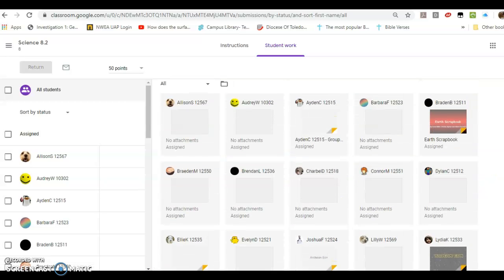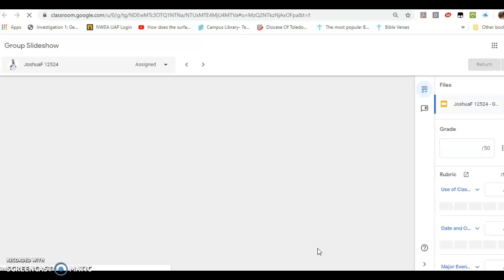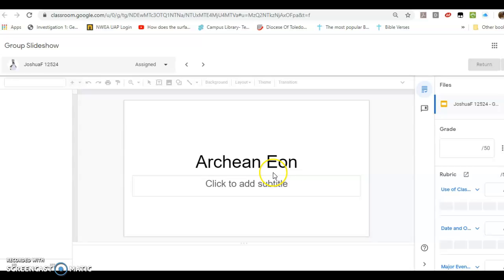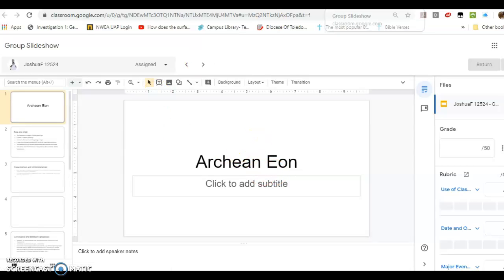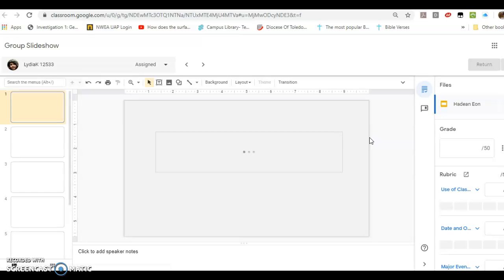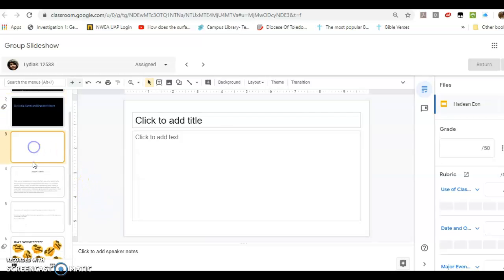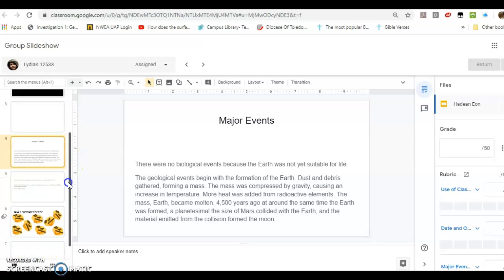I'm not going to be super specific on how you set up your slideshows. My one request is that you do put the title of your time period on the title slide. So I can see this is the Archean Eon, and then this is the Hadean Eon. You decide your backgrounds and all that kind of stuff. You've been using Google Slides for years now, so you can decide how you want to set that up. But I want to see the name of your time period and then the names of your group members.